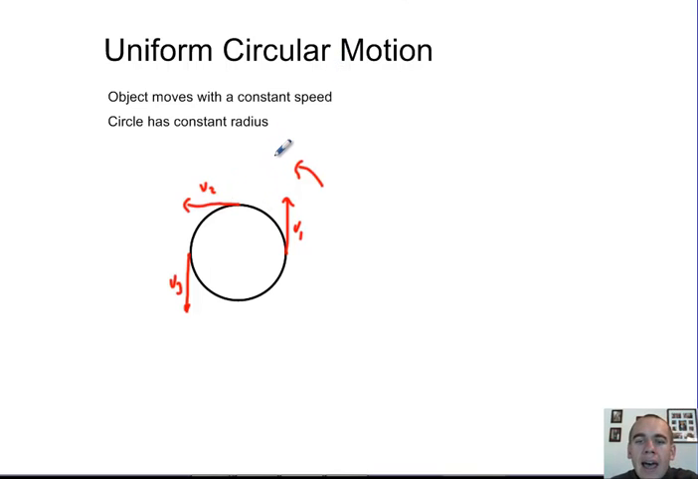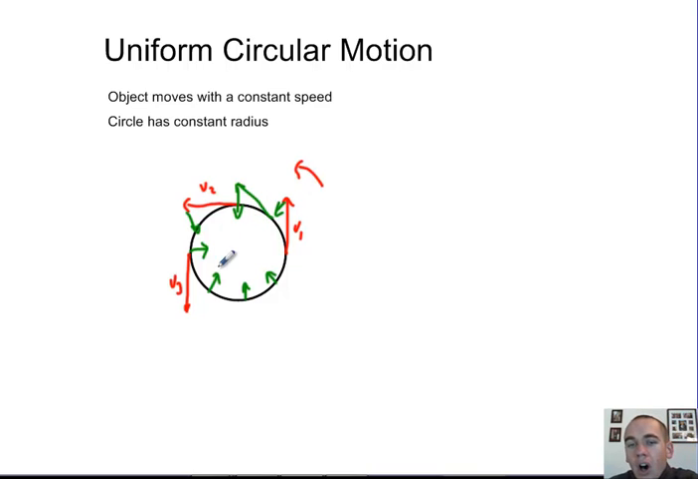Well, let's take a look at maybe a motion in between. If v1 is here and v2 is here, that means at some point it was here and it was moving in this direction. Okay? Well, how did it get from moving up to moving up and left? It had to accelerate in this direction. And then again, to get from here to there, it had to accelerate in that direction. And then in this direction, and this direction, and this direction, and this direction, until it gets back to where it started.